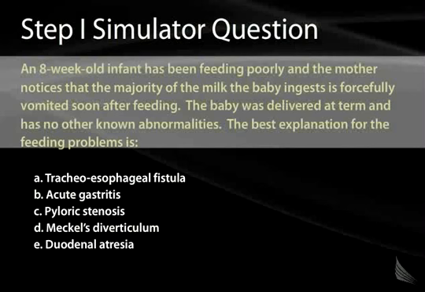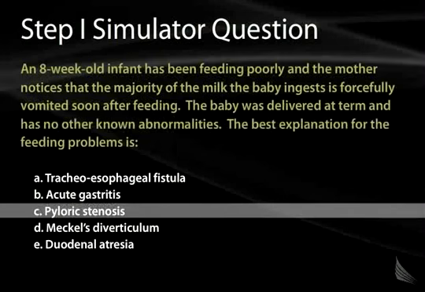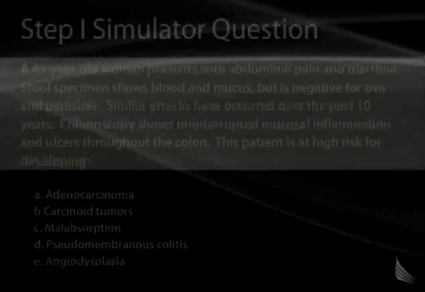In this case, with the patient with projectile vomiting, described as forceful vomiting soon after feeding, you would first think about pyloric stenosis. Again, pyloric stenosis would be the lesion that would best describe this infant.